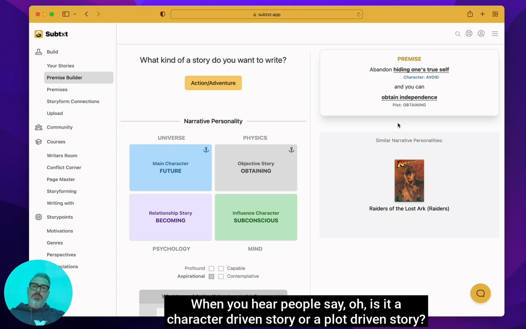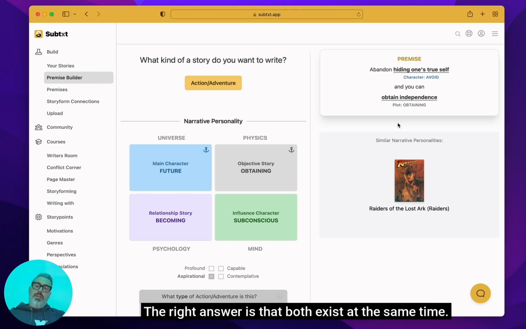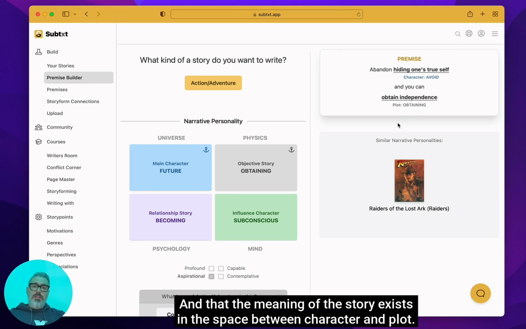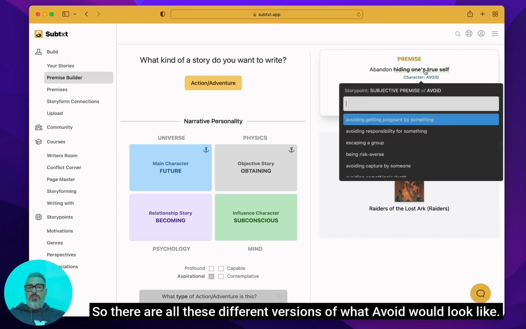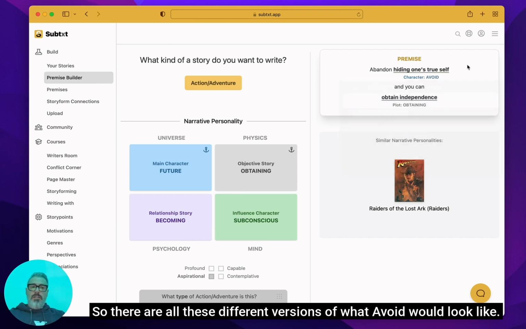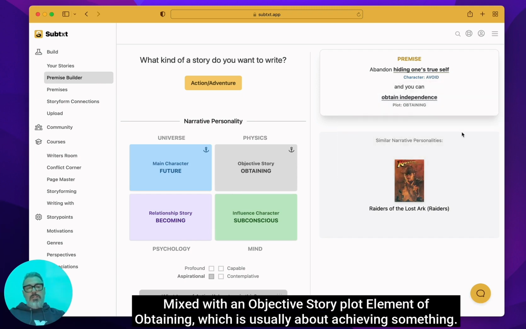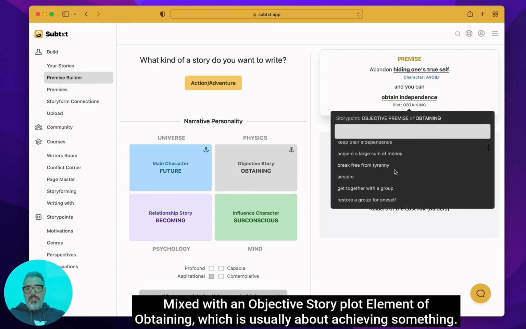When you hear people say, oh, is it a character-driven story or a plot-driven story? The right answer is that both exist at the same time, and that the meaning of a story exists in the space between character and plot. The default arrangement has a character element of avoid. So there are all these different versions of what avoid would look like, mixed with an objective story plot element of obtaining, which is usually about achieving something.